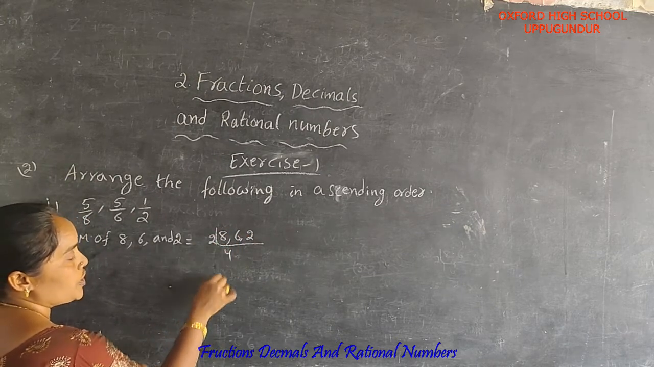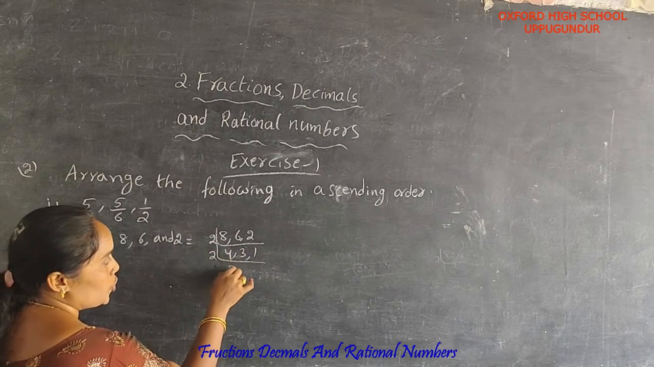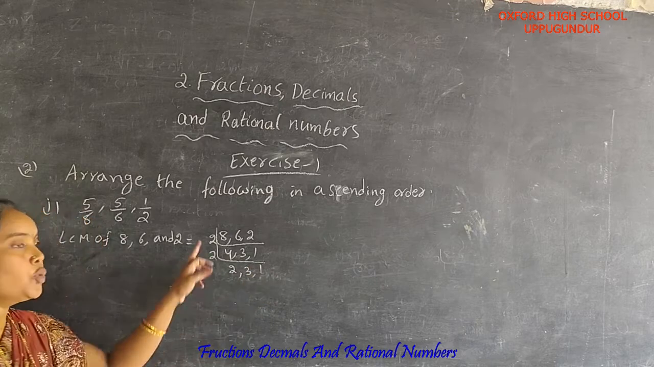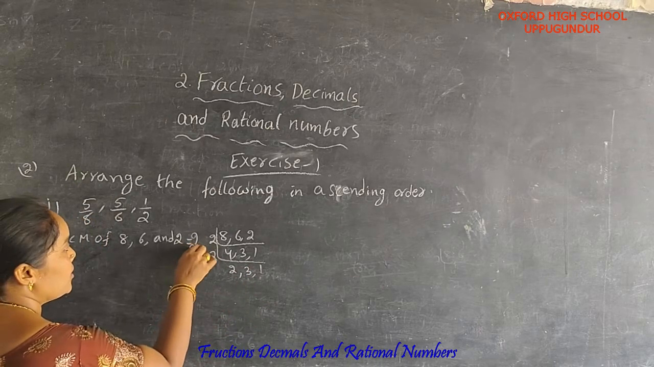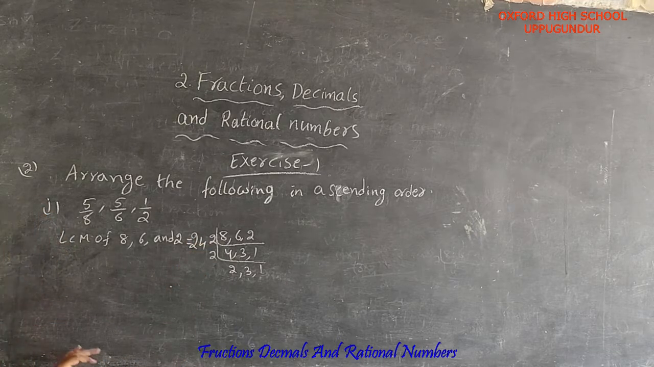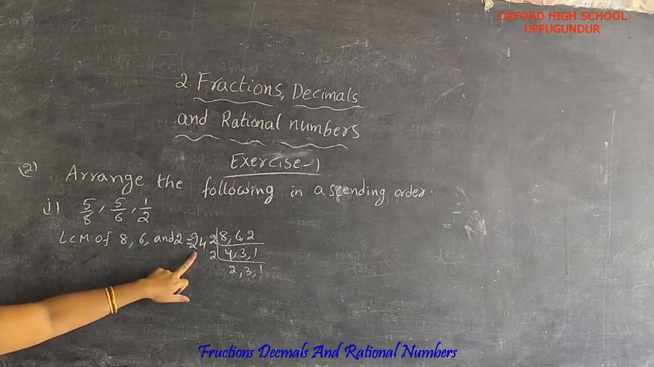2 table: 2 fours are 8, 2 threes, 2 ones. Again 2 table: 2 twos, 3, 1. 2 twos are 4, 4 twos are 8, 8 threes are 24. LCM is 24. Okay. Now we convert the denominators to 24.